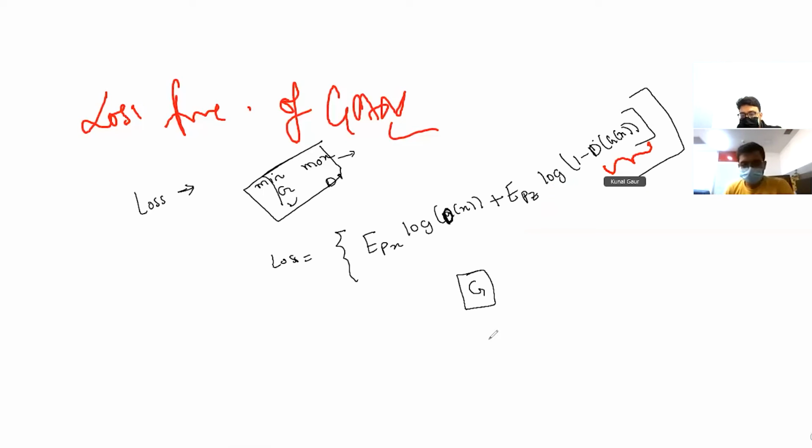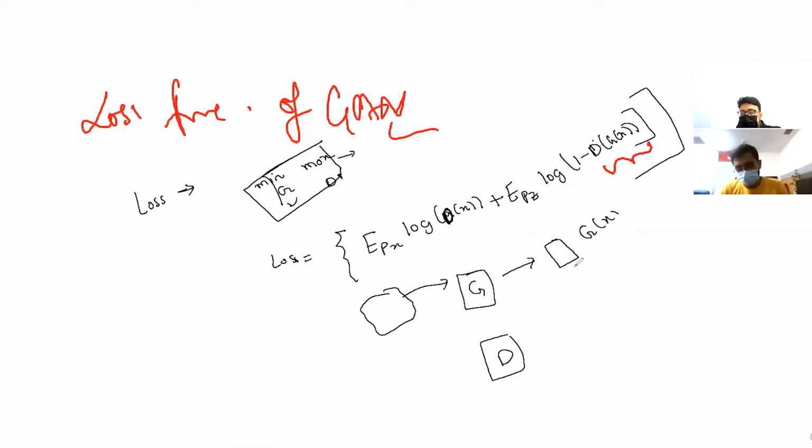This is a generator, sir. This is a discriminator. The generator will take some random sample and generate some output from it. Let's say it is G of x. It is the function of the generator. This output that has been produced is G of x.